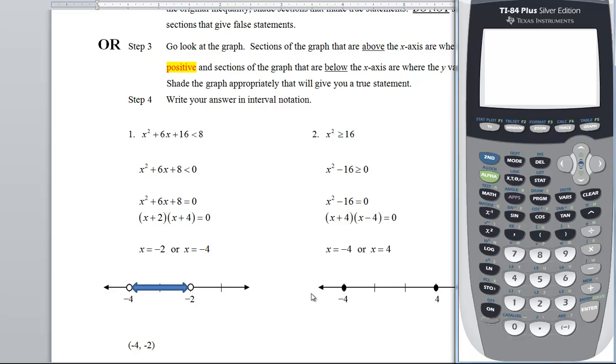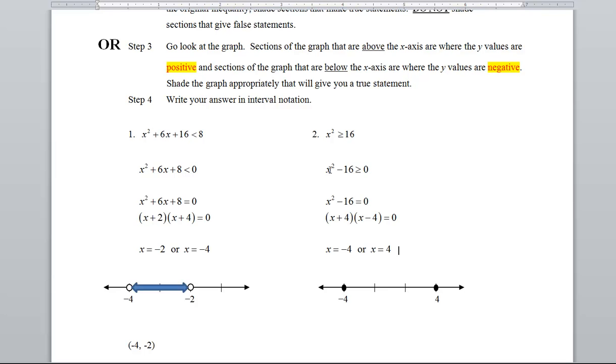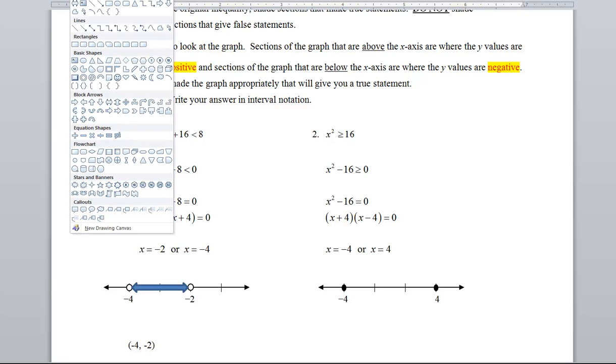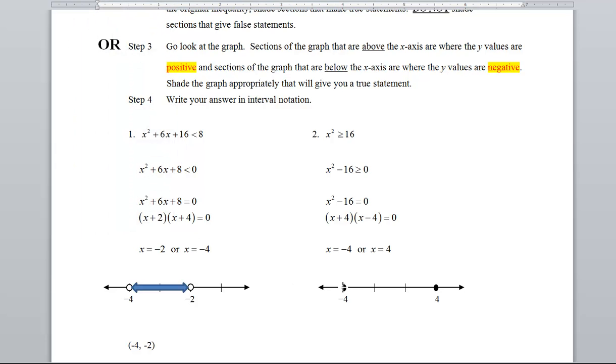Now, let's see. Let's try values. I'm going to type in -5. Or do I need to? Or can we do it in our head? Let's do it in our head. If I put -5 in, -5 squared would be 25. 25 minus 16 would be 9. Is 9 greater than or equal to 0? Hopefully you said yes. So let me go shade. So I get to shade from here this way. Make it big.